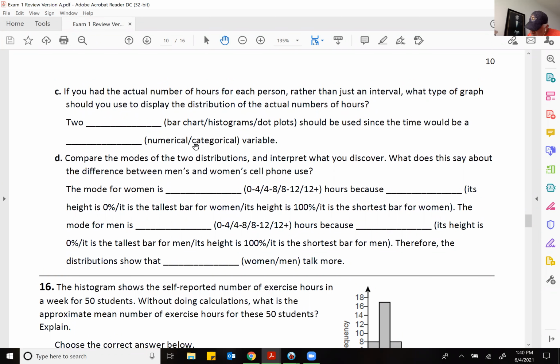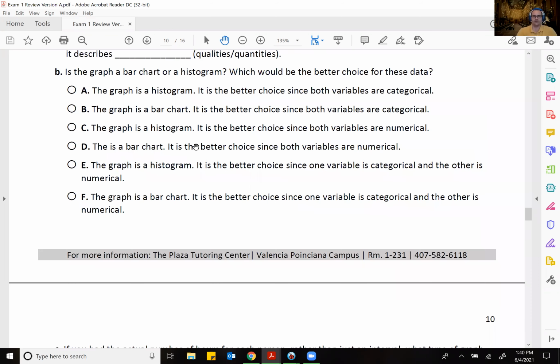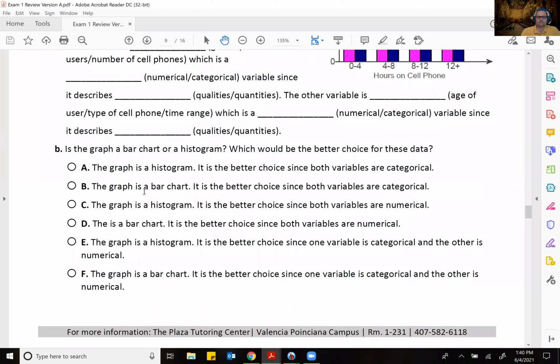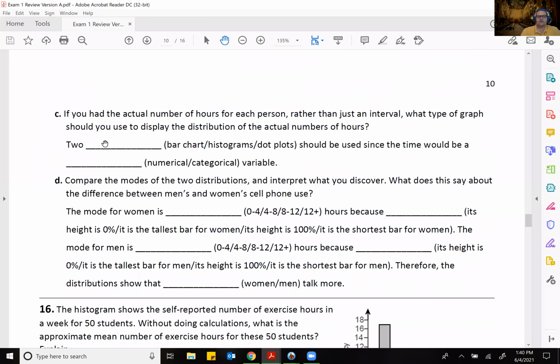So kind of going back through this one, because there's a lot of blanks in this, just to make sure everybody's got everything. In part A, in order of the blanks, it goes gender, categorical, qualities. Then the last three blanks go time range, categorical, qualities. Part B, the answer was B. C, the answer was a histogram as the best choice. And the answer was numerical for the second blank.